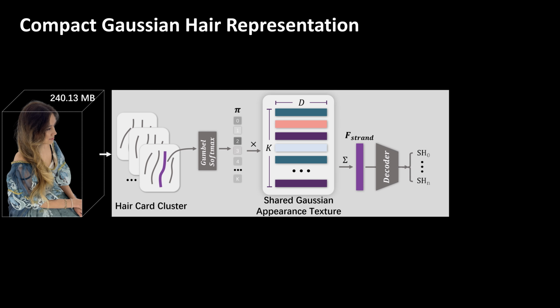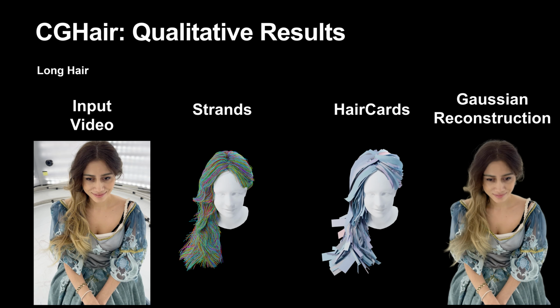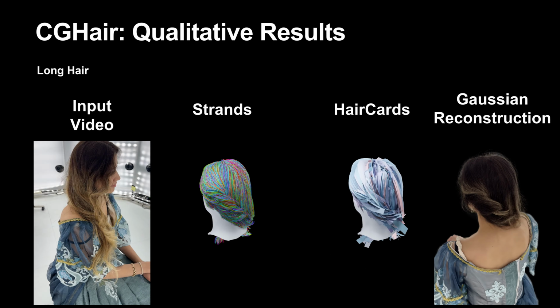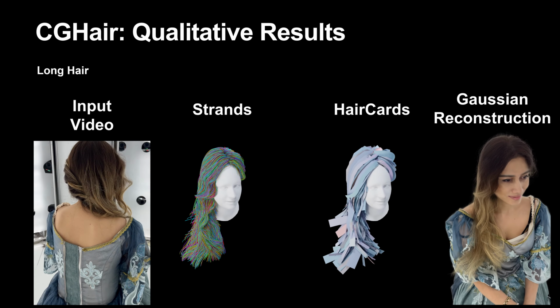Then, a lightweight globally shared MLP decoder is used to decode the feature into SH coefficients for rendering. In this way, it achieves over 270-fold per meter compression. Here, we present the results of CGHair, including reconstructed hair strand geometry, Gaussian hair rendering, and dynamic simulation.